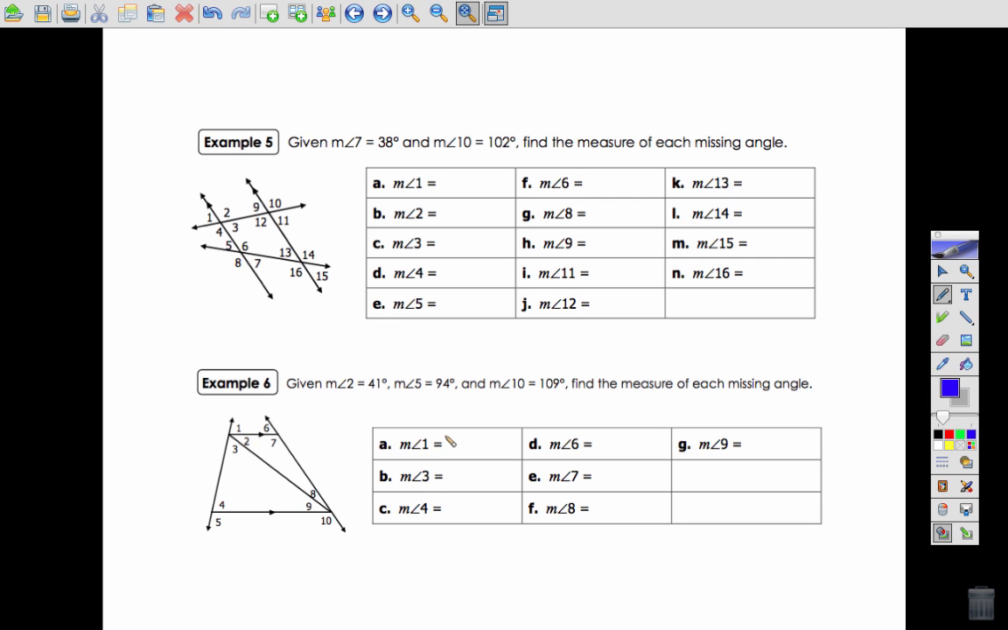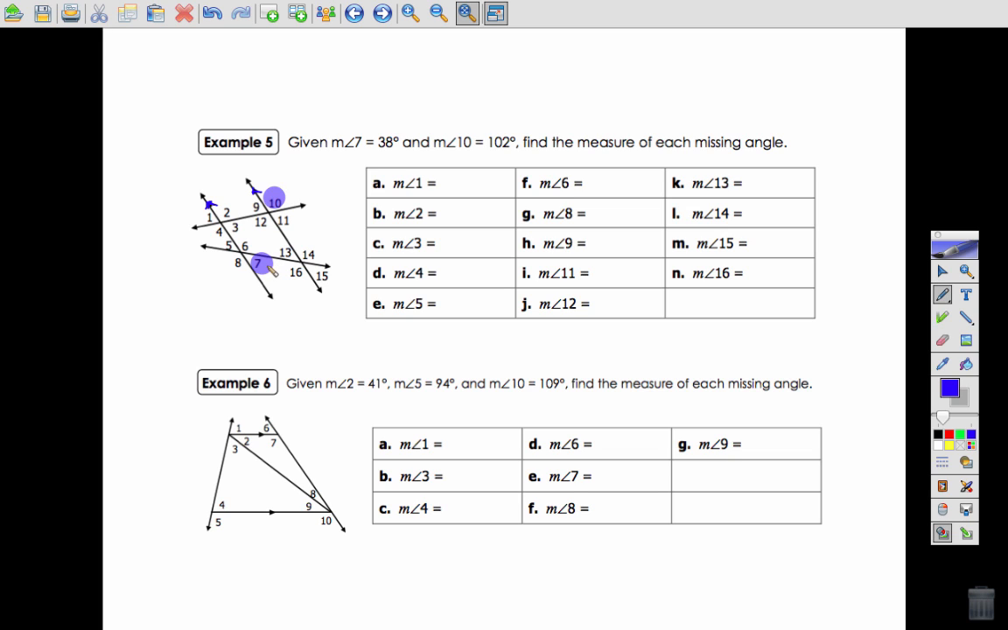So let's look at some more complicated ones. In example 5, notice that my parallel lines are here. So I have to look at these two parallel lines, and then I have two transversals. Let's focus on this group at the bottom. I'm told angle 7 is 38 and angle 10 is 102. So let's focus on angle 7 and all these angles at the bottom here.